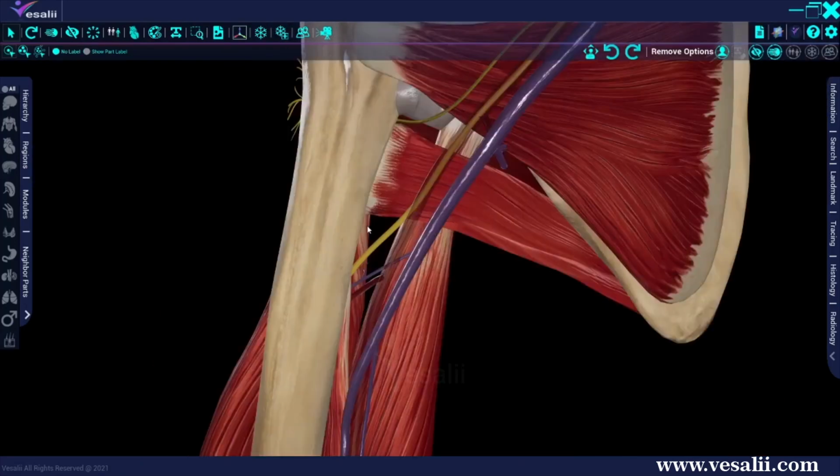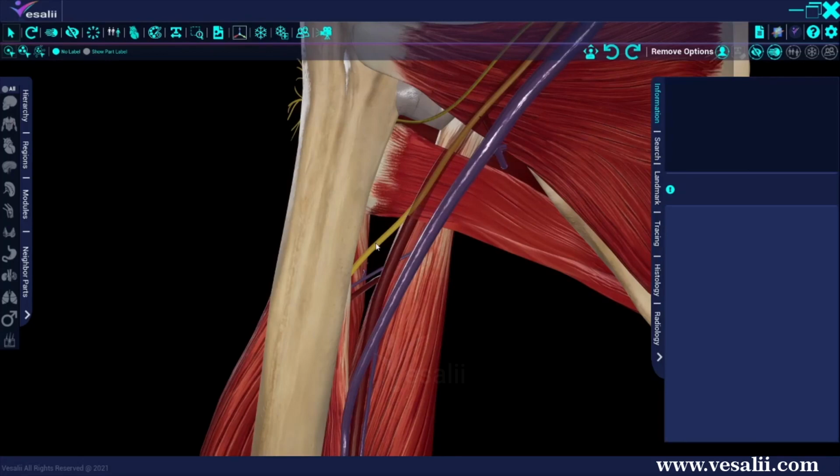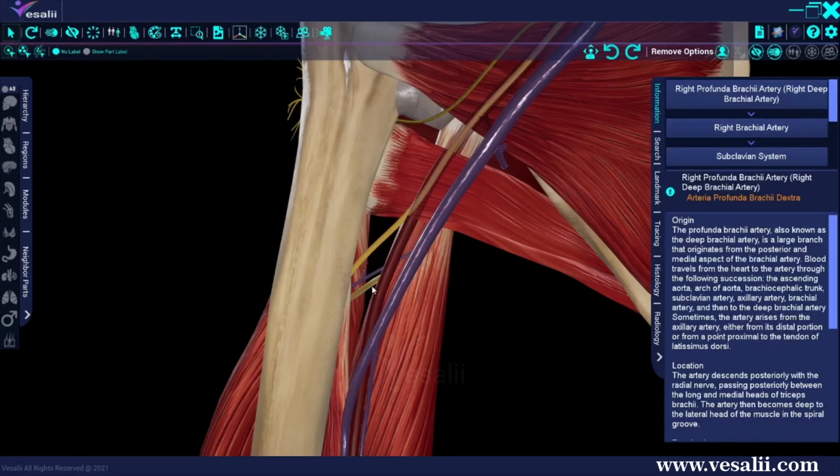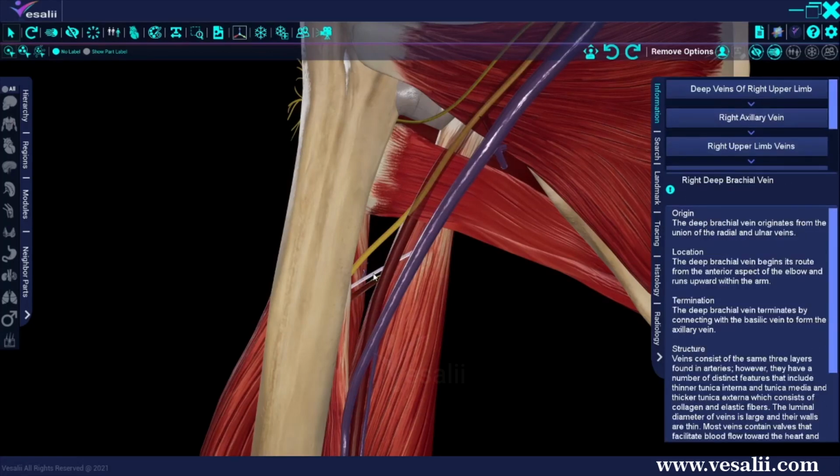The triangular interval is inferior to the posterior wall of the axilla. It is bounded medially by the long head of triceps brachii, laterally by the shaft of the humerus, and superiorly by the inferior margin of teres major. The radial nerve and the profunda brachii artery and vein emerge from the axilla by travelling through this interval to reach the posterior compartment of the arm.